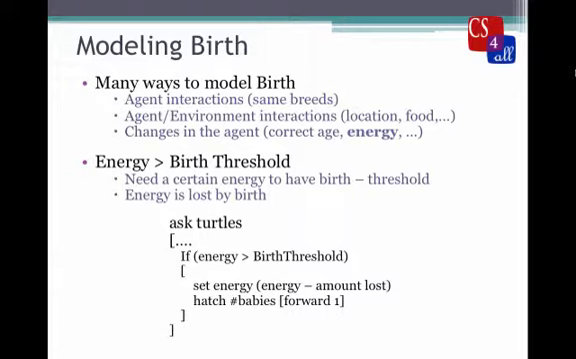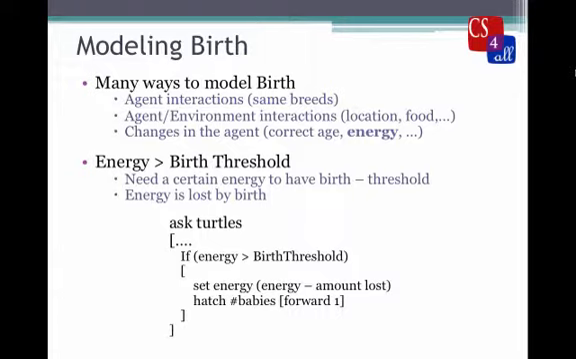You might model birth as the interaction of agents of the same breed, such as males and females in a population. So you might say, anytime a male and a female in the population interact with one another, there's a certain probability that interaction will result in a birth. Or an agent-environment type of interaction. Say, for instance, a location. Maybe the species can only give birth in a den.